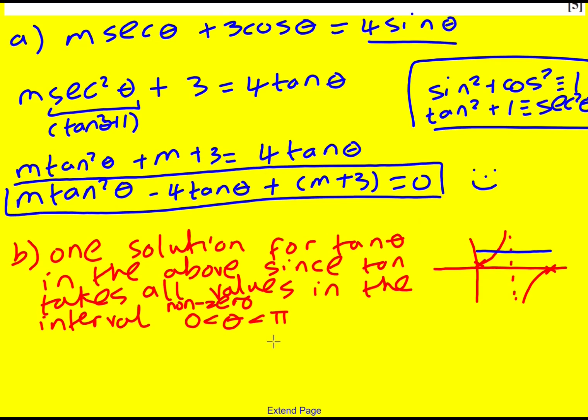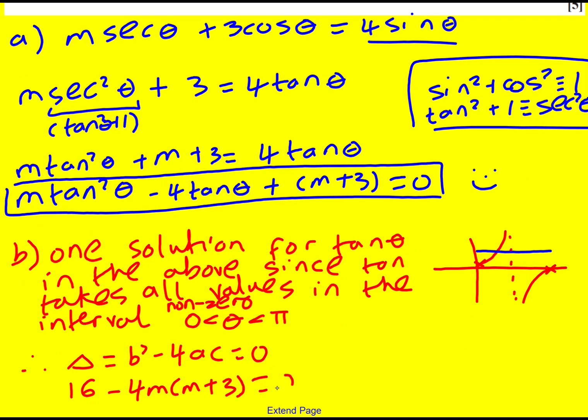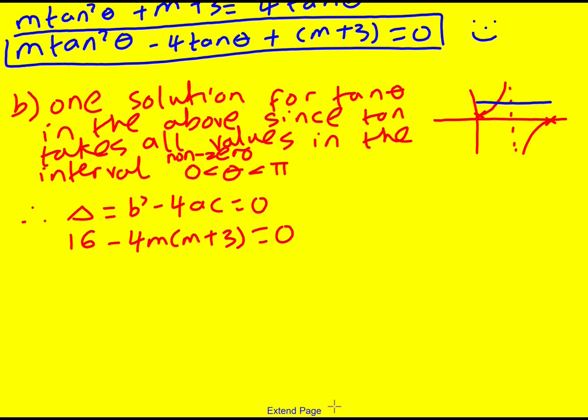But the consequence is, therefore, the discriminant, which is b squared minus 4ac, must equal 0. And you might not have expected that to crop up here, but this is what the question's getting at. So let's work out the discriminant. Minus 4 squared is going to be 16. So minus 4 times m plus 3 must equal 0. We've got ourselves a quadratic in m. 16 minus 4 m squared minus 12m is equal to 0.